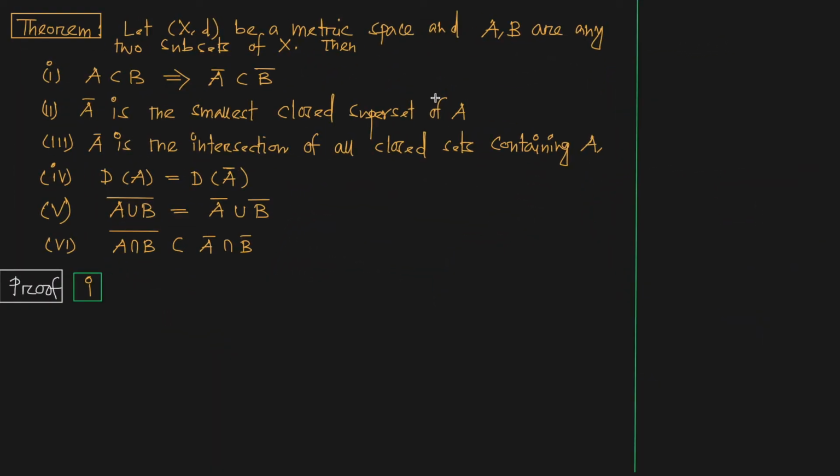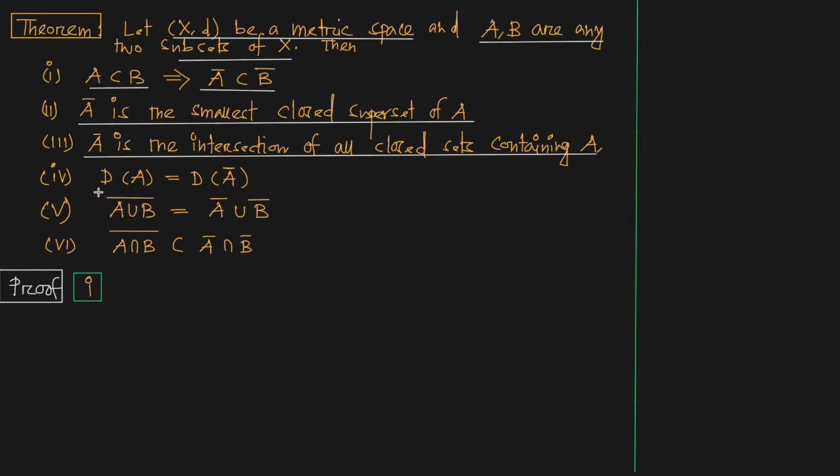Next theorem: let (X, d) be a metric space and A and B be any two subsets of X. First property: if A is a subset of B, then closure of A is a subset of closure of B. Next we have to prove that A closure is the smallest closed superset of A. Number 3: A closure is the intersection of all closed sets containing A.